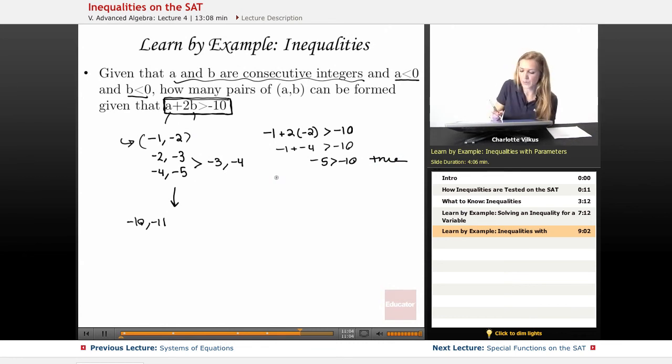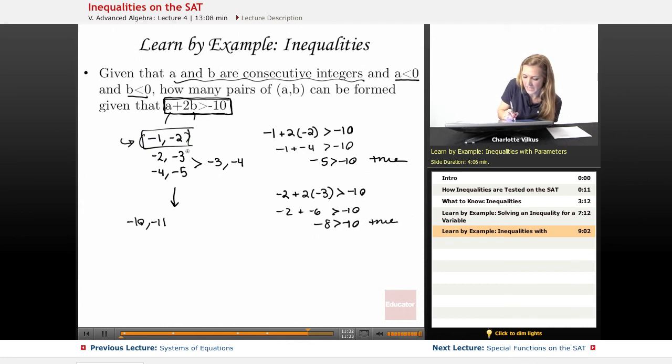If I look at the next one, negative 2, negative 3, we're going to plug in negative 2 for A, plug in negative 3 for B, and see if that's going to be greater than negative 10. So here we're going to have negative 2 plus negative 6 greater than negative 10, and negative 8 is greater than negative 10, also true. So we have a second pair. So right now we have both of these two pairs. And now we'll look at the next one.